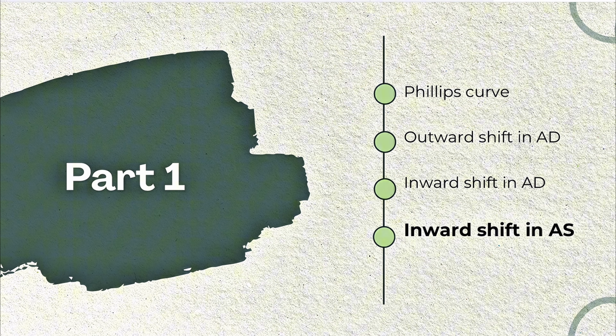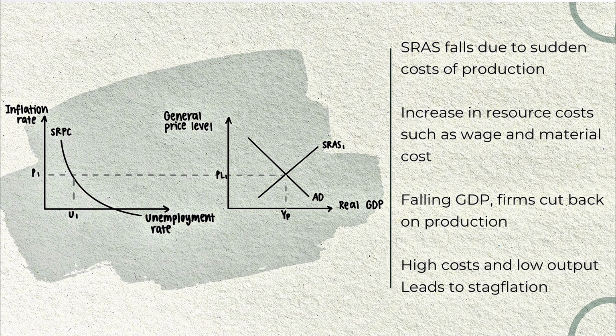And now we look at the inward shift of the aggregate supply curve. The short-run aggregate supply will fall due to a sudden rise in the cost of production, from SRAS1 to SRAS2. And these resource costs include wages and material costs. Because of these costs, there'll be a falling GDP and firms will cut back in production. The result is that high costs and low output would lead to stagflation.